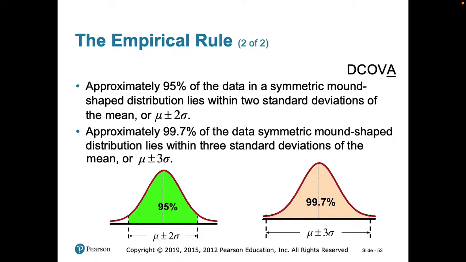Continuing with the empirical rule, you're going to find that 95% of the data in the symmetrical mound-shaped distribution, which is also called the bell shape or normal shape, lies within two standard deviations of the mean. So 95% of all the data that you have is going to be within two standard deviations of the mean. And finally, 99.7% of the data in a symmetrical mound-shaped distribution is within three standard deviations.